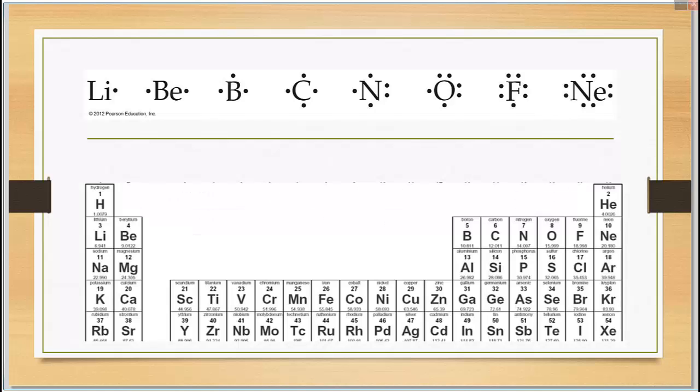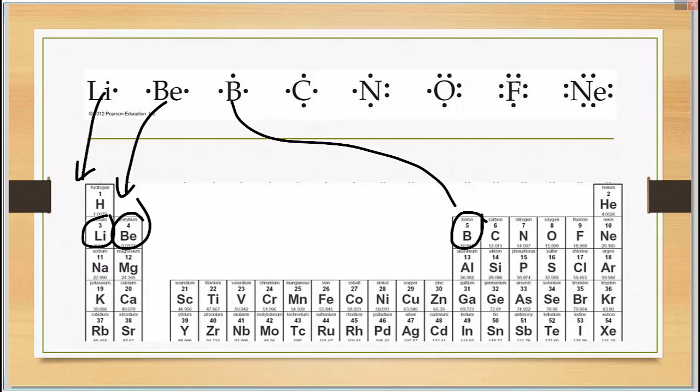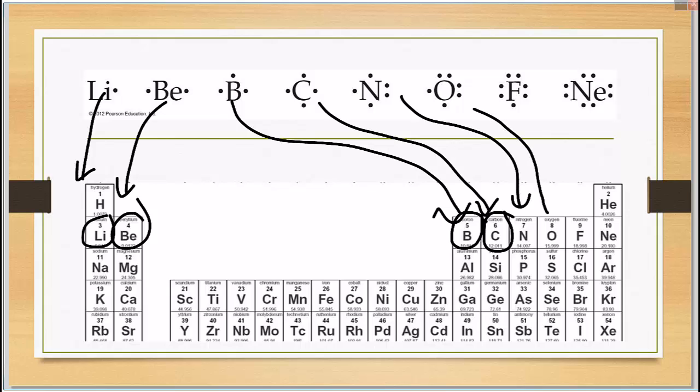Alright, so here's lithium. It's in row 1, so it only has 1 dot. Beryllium is in row 2, so it has 2 dots. Boron is in row 3, so it has 3 dots. Carbon is row 4. Nitrogen is 5. Oxygen is 6. Fluorine is 7, and then neon is 8. So when you're counting from left to right, if you look at the representative elements, which are the tall ones, that's how many dots you should have around it.